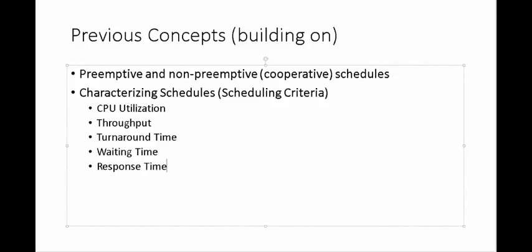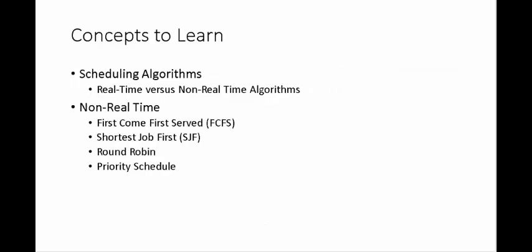Okay, so let's look at the algorithms that we'll be looking at. We'll start with the ones that are not real time. As far as algorithms, you have to consider whether the system you have is real time or it's not real time. A real-time system is one where deadlines are hard. If the deadlines are not met, then something catastrophic can happen.